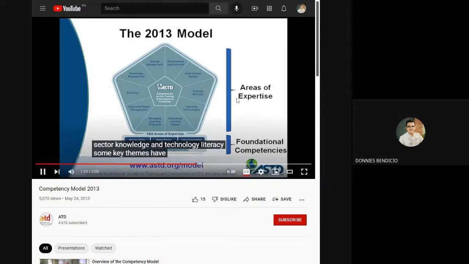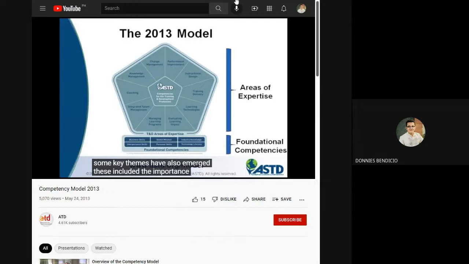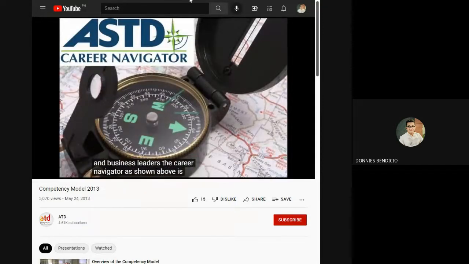Some key themes have also emerged. These included the importance of technology and using it well, the rise of informal learning, collaborative learning, and mobile learning approaches, and the importance of learning analytics. One theme continues to remain front and center, and that is, it's critical for T&D professionals to be business partners and business leaders. The Career Navigator, as shown above, is a related tool.